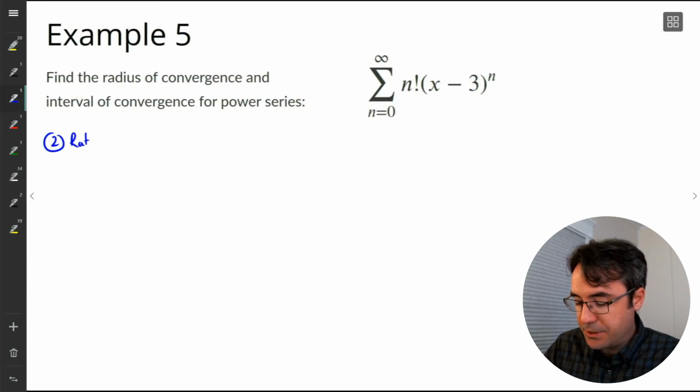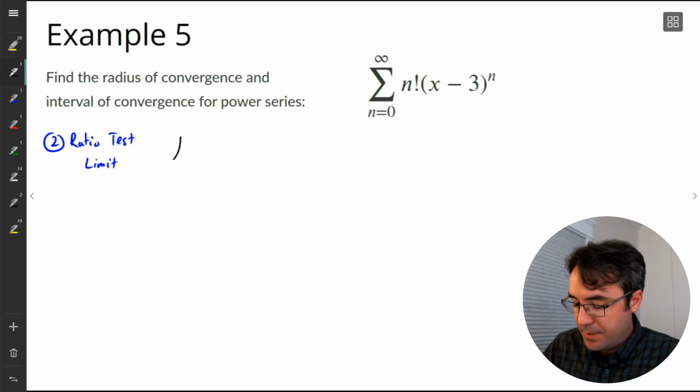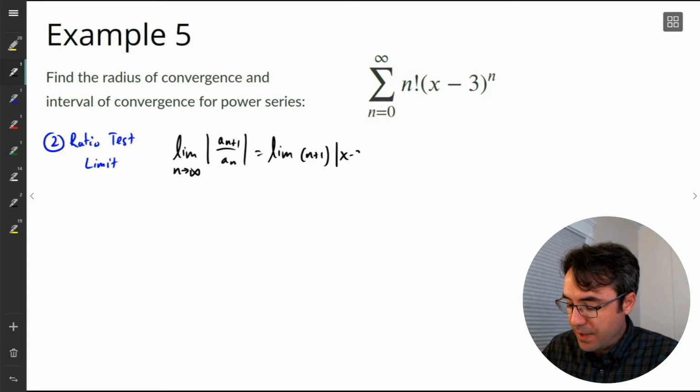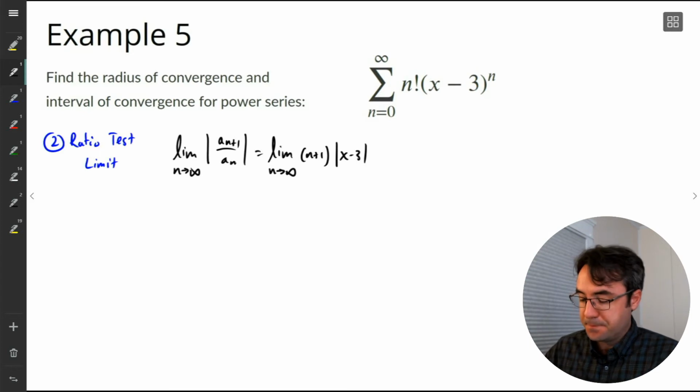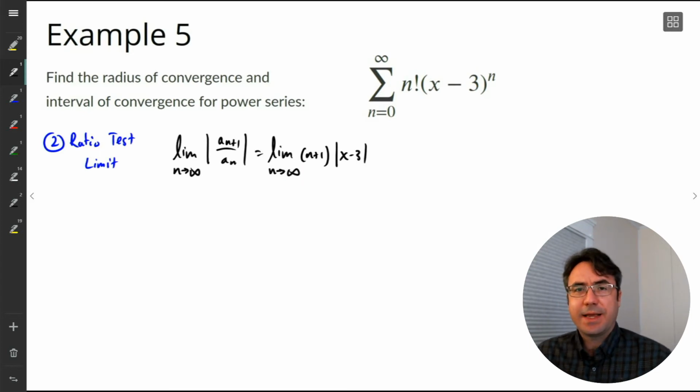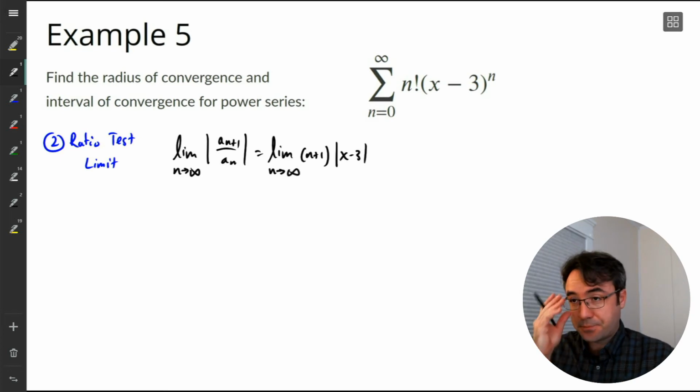So now we do our ratio test limit. We're going to do the limit of the absolute value of a_{n+1} over a_n as n goes to infinity. Let's fill in our simplified version. It's n plus 1 times the absolute value of x minus 3 as n goes to infinity. And we want to calculate this limit.